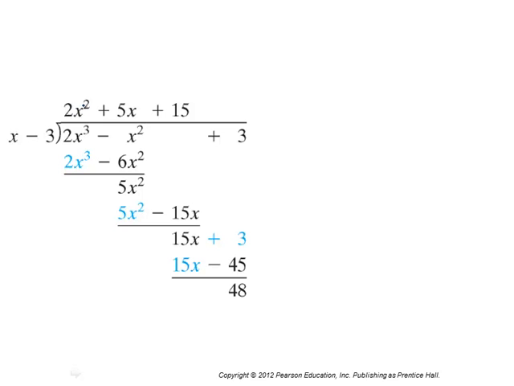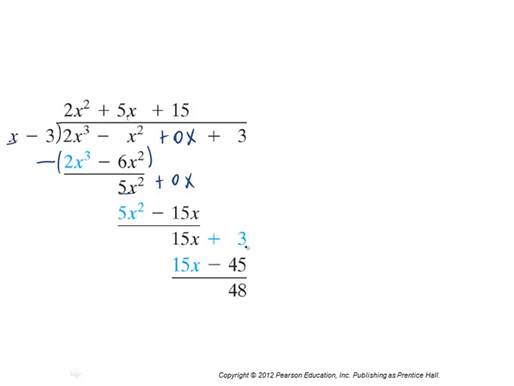Then we multiply 2x squared times x to get 2x cubed, and 2x squared times negative 3 is minus 6x squared. Then we subtract: negative x squared minus negative 6x squared is positive 5x squared. And we had a plus 0x. Then we ask, how many times does x go into 5x squared? The answer is 5x. We multiply 5x times x minus 3 to get 5x squared minus 15x.